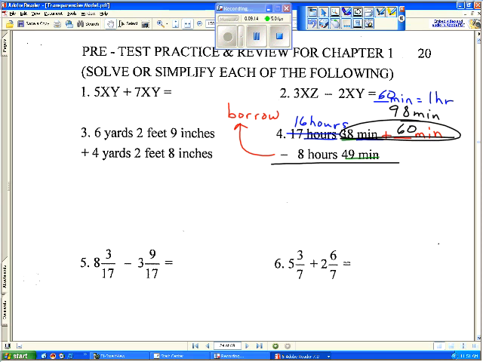Now we can subtract 98 of those minus 49 of those leaves 49 of those little minutes. 16 hours minus 8 hours is 8 hours, and so we get 8 hours and 49 minutes. Any questions on number 4?